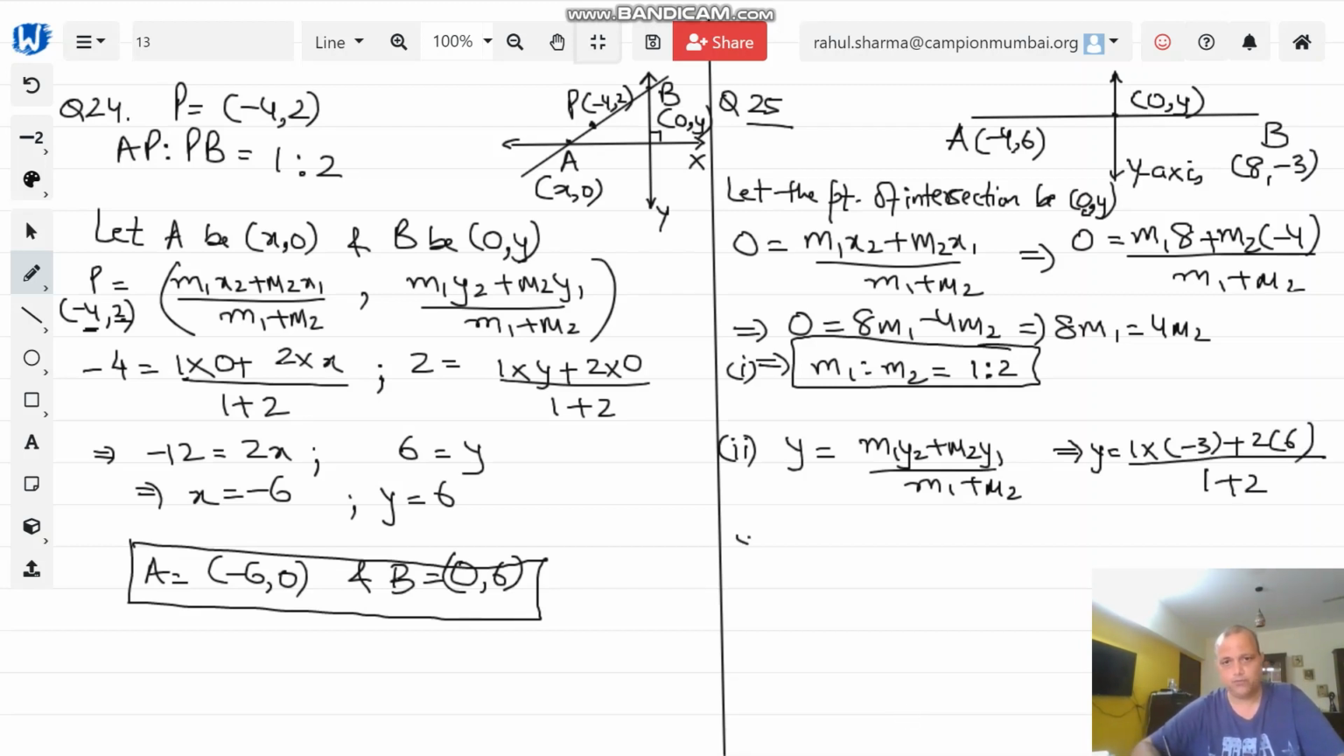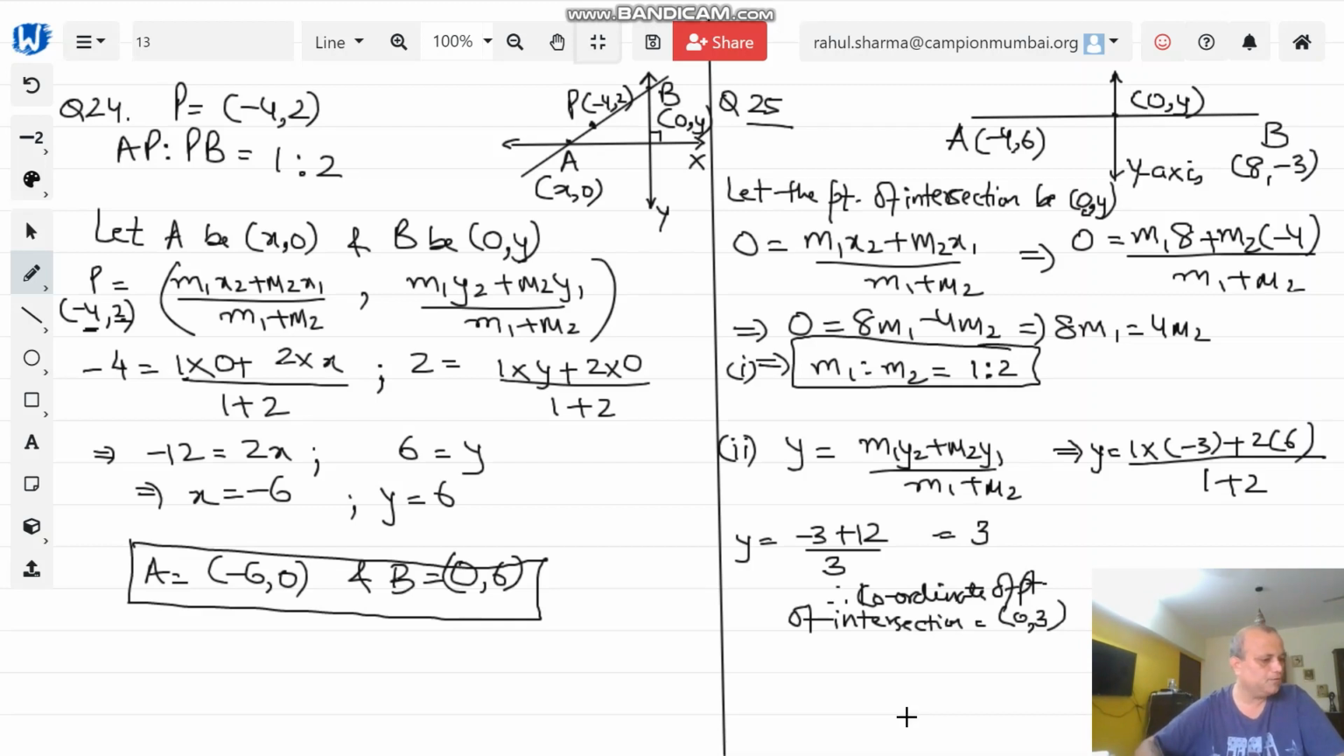Therefore, y will be equal to negative 3 plus 12 upon 3, which is 9 upon 3, which is equal to 3. Therefore, the coordinates of the point of intersection are 0, 3. Perfect. The last part: the length of AB.